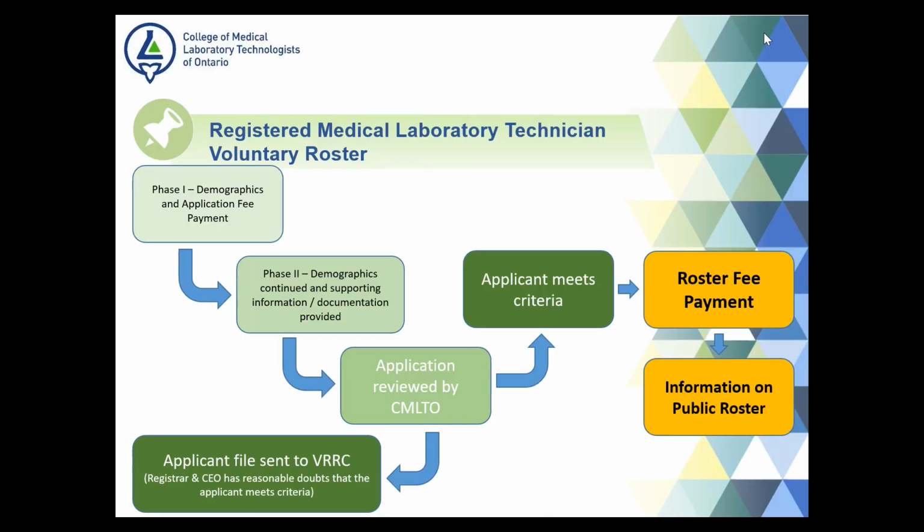On the other hand, if the application is reviewed by CMLTO staff and myself as the registrar and CEO has reasonable doubts that the applicant meets the criteria, the file is sent to the Voluntary Roster Registration Committee. So again, this mirrors the processes used for MLTs, by which an MLT will apply for registration, and if they do not meet all the registration criteria, are referred to a registration committee for deliberation on their file. And there's a process for that. It's a checklist process and discussion around what's in the best interest of the public to allow this individual to come onto the roster, or for MLTs to become registered as an MLT or not.